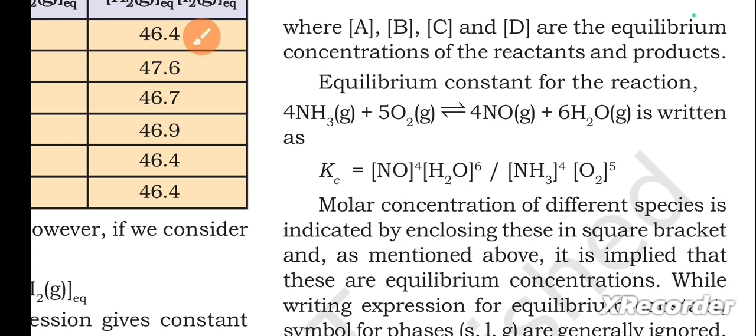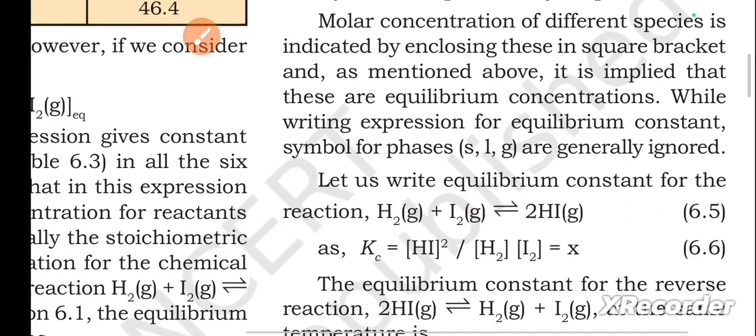Molar concentration of different species is indicated by enclosing these in square brackets, and as mentioned above, it is understood that these are equilibrium concentrations. While writing the expression for equilibrium constant, the symbols for phases s, l, g are generally ignored. Let us write the equilibrium constant for the reaction H2 plus I2 gives 2HI as Kc equals [HI] whole squared by [H2][I2] equals x.